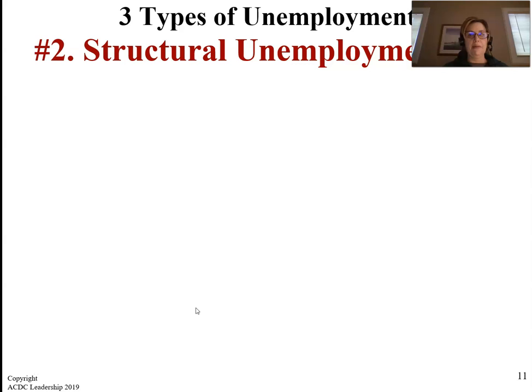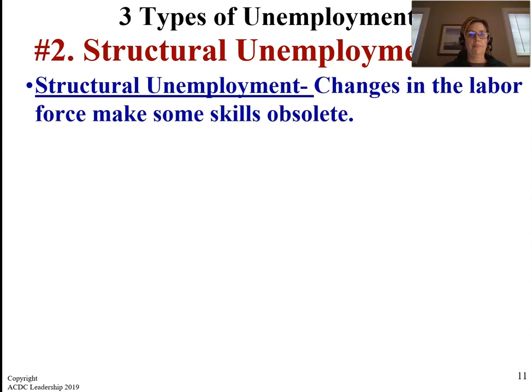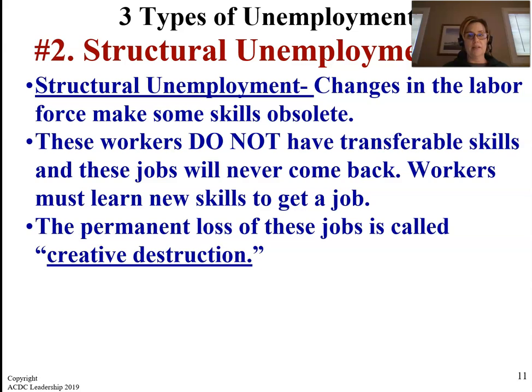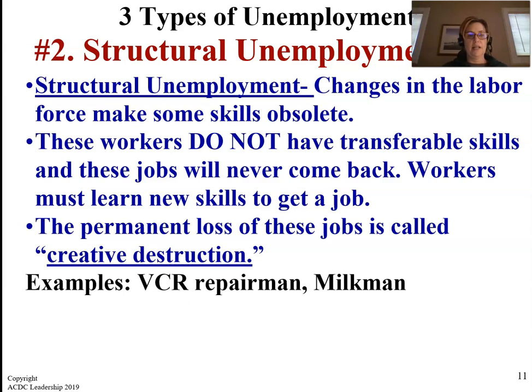The second type is structural unemployment. This kind refers to changes in the labor force that make a certain job or skills obsolete. So these workers do not have transferable skills and their jobs are never going to come back. So workers have to learn new skills in order to get a job. The permanent loss of jobs is referred to as creative destruction. So examples would be a VCR repairman or the old-fashioned milkman who would literally come to people's house to deliver milk.